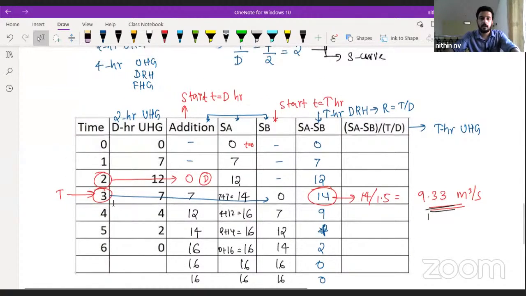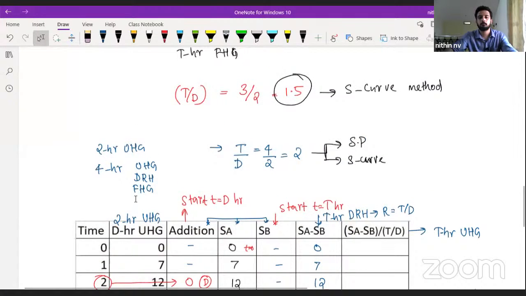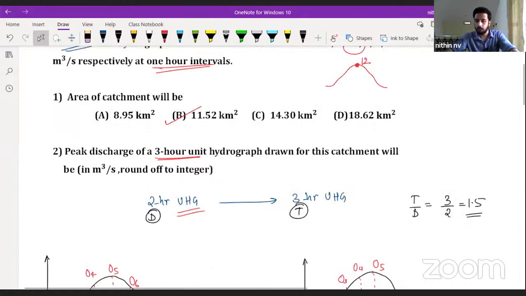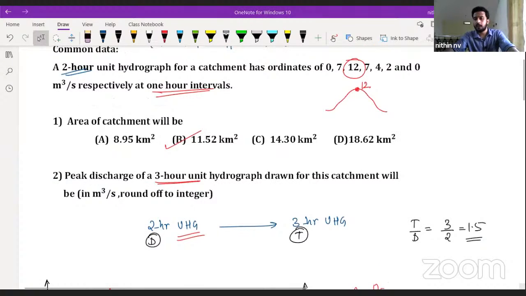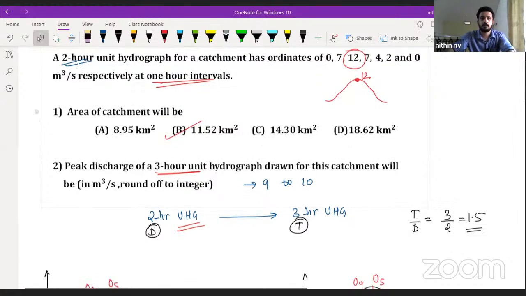So what will be the answer of the second question? It is round off to integer. So 9.33, either you can put it as 9 or you can put it as 10. If they are asking, they may ask round off to 1 decimal and not. So either 9 or 10. Clear, everyone? Yes. So understood S-curve method?